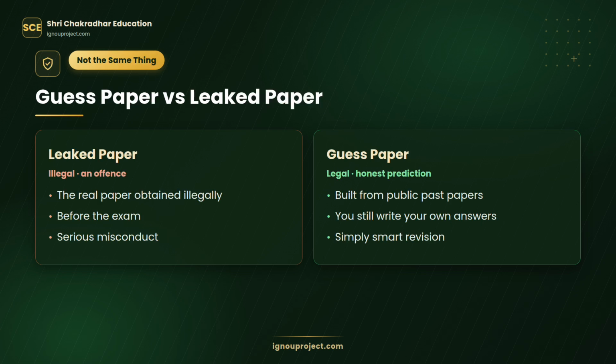It also helps to separate a guest paper from a leaked paper because students confuse the two. A leaked paper is the real question paper obtained illegally before the exam, and it is a serious offense. A guest paper is the opposite. It is a legal, honest prediction based on public past papers and the syllabus. You still write your own answers in the exam, so using one is simply smart revision, not cheating.